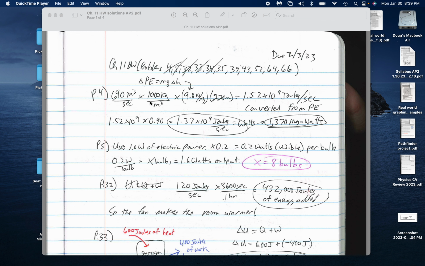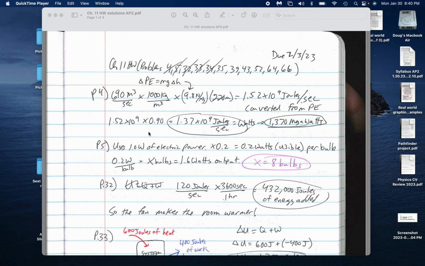So first of all, you should remember, hopefully from our density things, that water has a density of 1,000 kilograms per cubic meter. And then you multiply that. Basically, you're getting the mgh, which is the potential energy of the water. And that's 1.52 times 10 to the 9th joules per second. That's converted from PE and would be converted into kinetic energy.